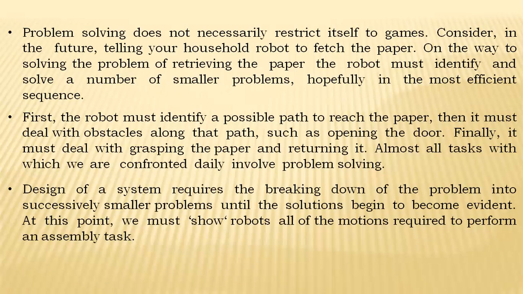So for that, first the robot must identify the possible paths to reach the paper. The paper might be, for example, in the storeroom while you are in the hall. So the robot should reach the storeroom, and for that, n number of possible routes need to be identified, and the optimum route should be selected. Then it must deal with the obstacles along the way to move to the storeroom.